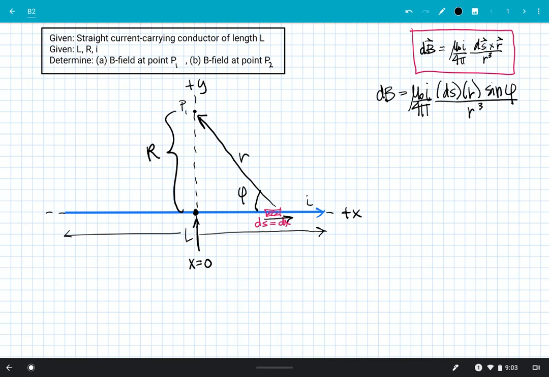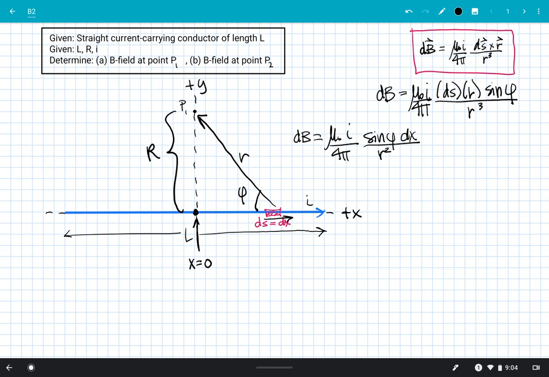All right, so now let's go back and think about how we can rewrite some of this. My dB then is going to be mu naught I over 4 pi, sine phi, and then dx in place of ds, right, over r squared.